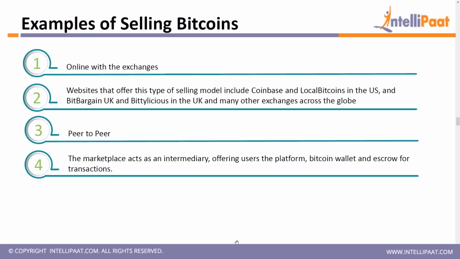Online with exchanges, websites that offer this type of selling model include Coinbase and LocalBitcoins in the US, BitBargain in the UK and Bitlicious in the UK, and many other exchanges across the globe. You have the option to transfer or sell Bitcoins peer-to-peer. Again, the marketplace acts as an intermediary, offering users the platform, Bitcoin wallet, and escrow for transactions. So these are some examples of selling Bitcoins, online or offline.